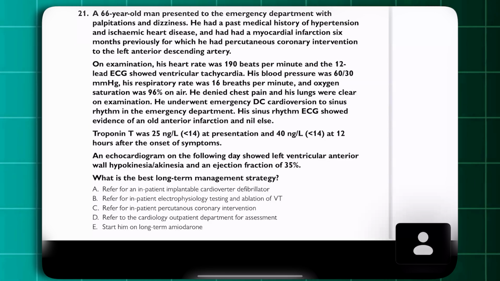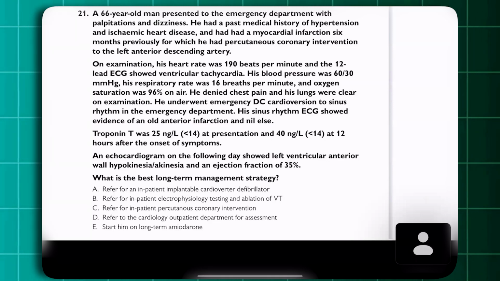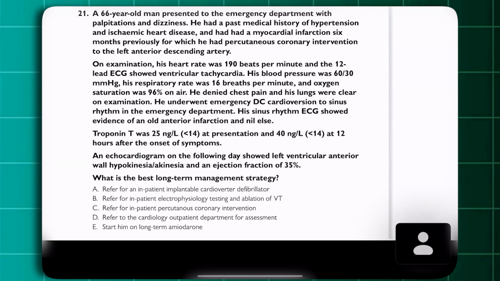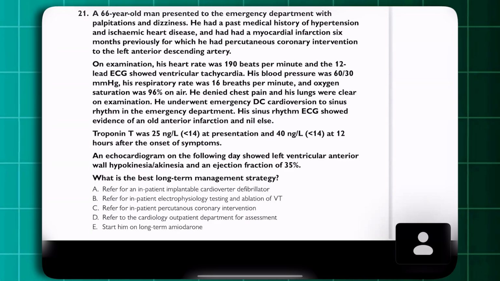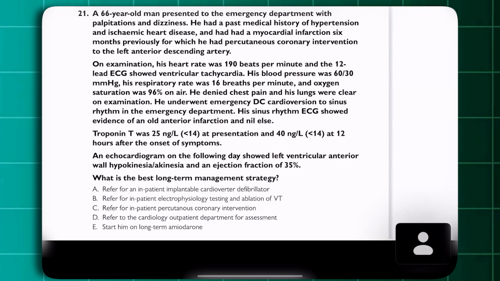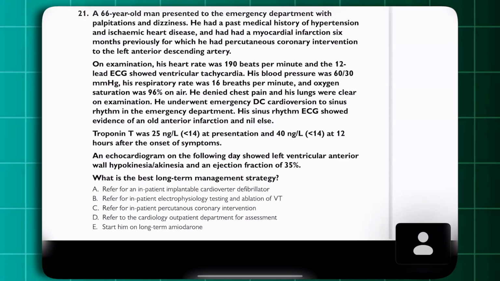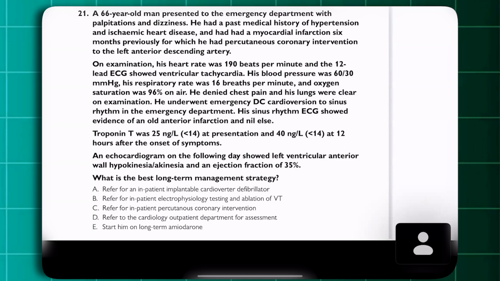Option D is referral to the cardiology outpatient department for assessment. Again, that is a vague, common-sense option that will not be the answer here. Option E is long-term amiodarone. Long-term amiodarone is chemical cardioversion. Chemical cardioversion is not the answer here because ICD has long-term mortality benefits, a better outcome than amiodarone. That is why we are going with option A here.